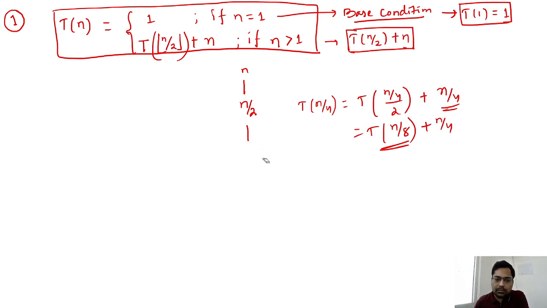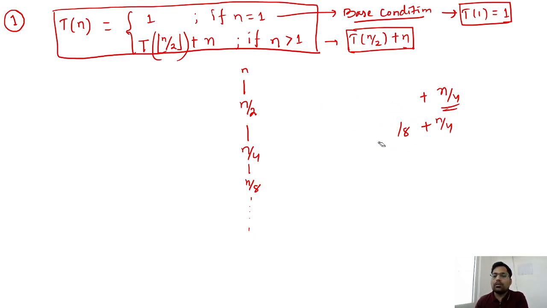So that's why we are writing under this, because it is unknown for us. Now you're expanding this one, n/4. Now it will be n/8 and so on. Towards the constant we are running, because towards the base condition we are running. Now we have to write the left hand side and the right hand side.